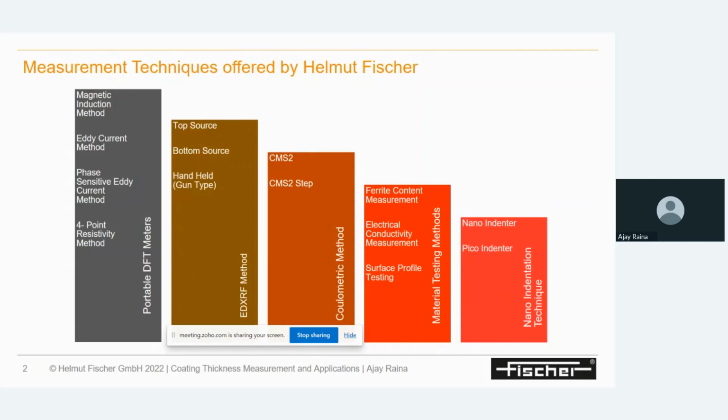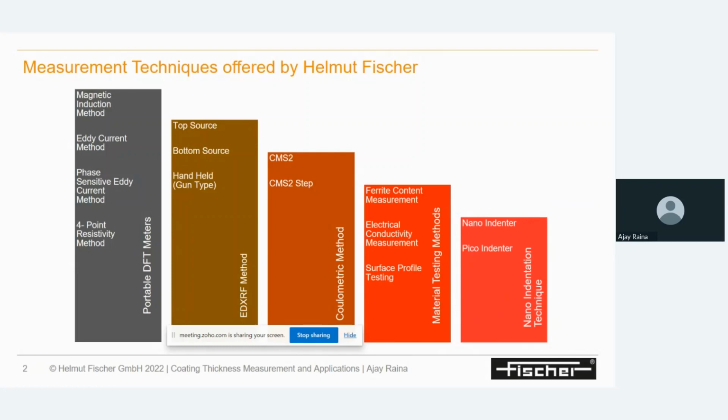And then we also provide solutions for checking the copper coating on PCBs by using the 4-point resistivity method. Then comes today's topic, that is the ED-XRF method. We have a wide range of instruments in ED-XRF: top source, bottom source, and handheld gun type instruments. We will discuss it in the future slides.